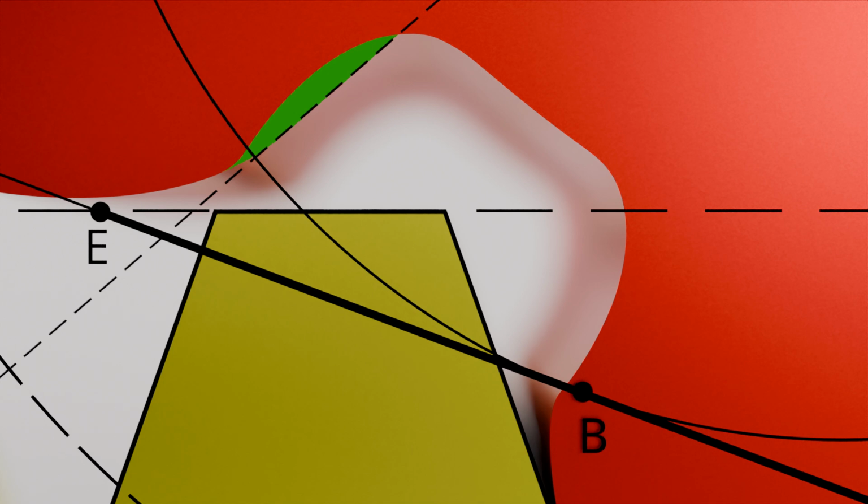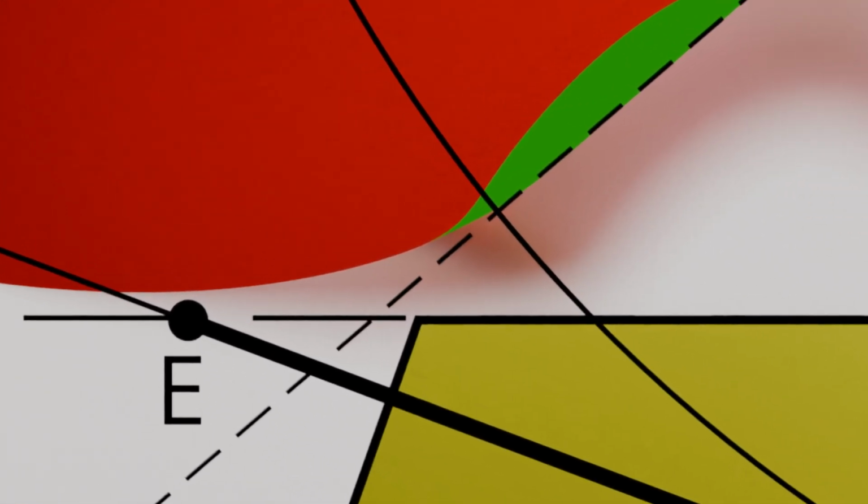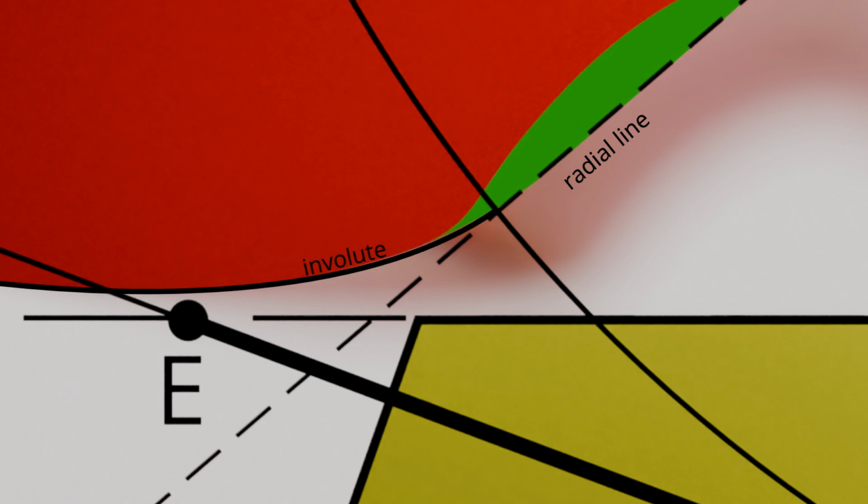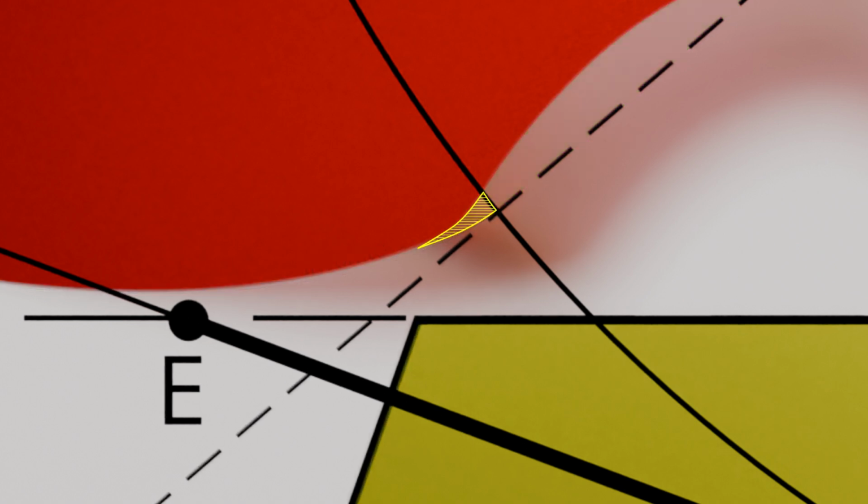A quick note at this point. The radial line corresponds to the tangent of the tooth profile at the base circle. However, as part of the involute tooth profile is cut off in an undercut, there is a small gap between the radial line and the actual tooth profile.